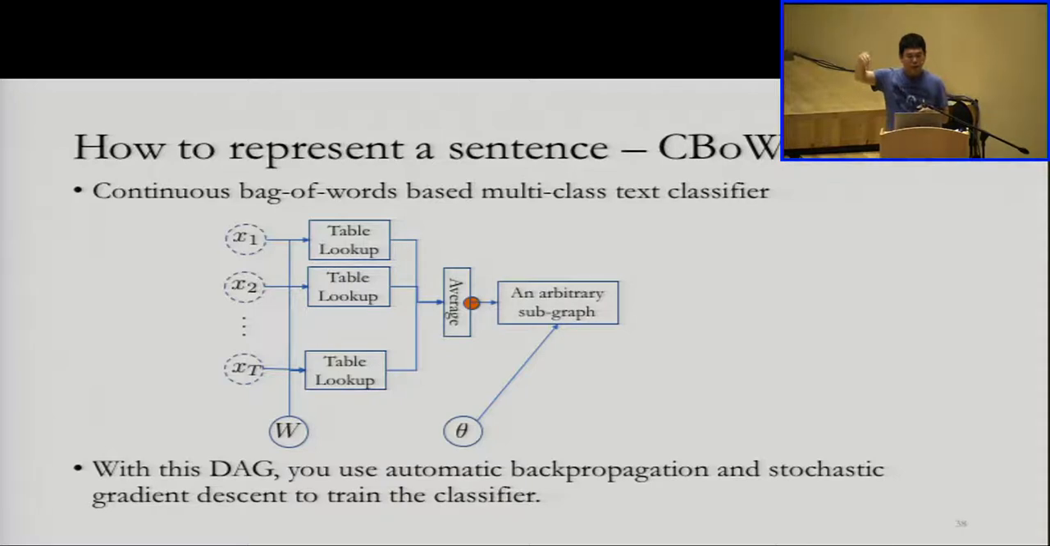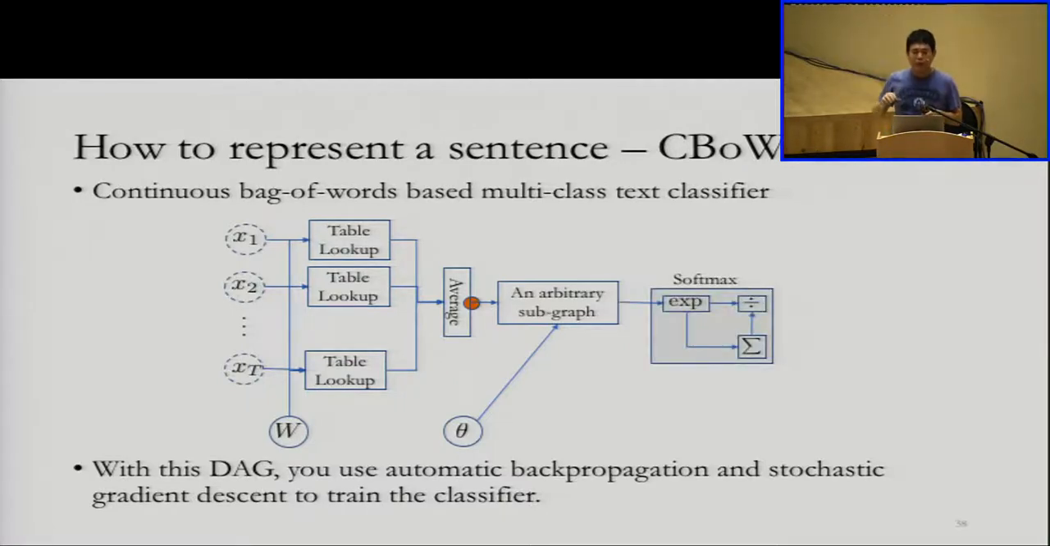And then from there, we have some arbitrary subgraph that has its own parameters, right? You can have a multi-layer perceptron on top of that that's going to output a real-valued vector whose dimensionality corresponds to the number of classes you have. And there, the softmax normalization is applied so that your network is giving you the probability, or the categorical distribution, over the categories given the source sentence or the input sentence.